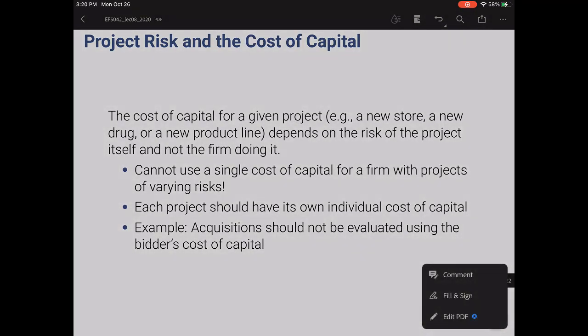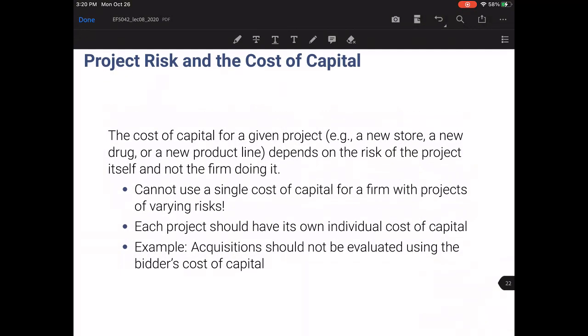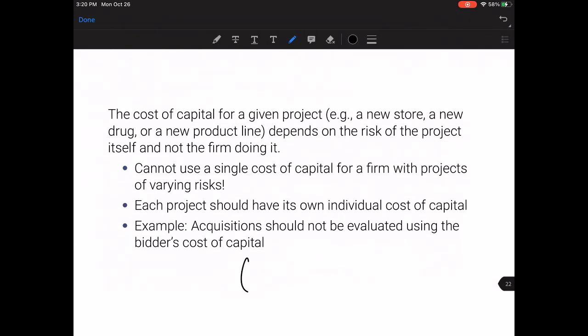So let me emphasize this here. You should be using the target discount rate if standalone. Otherwise, combination. If there's synergies, for example.